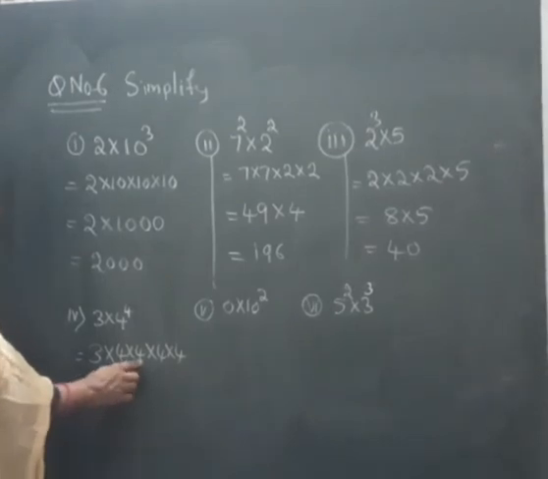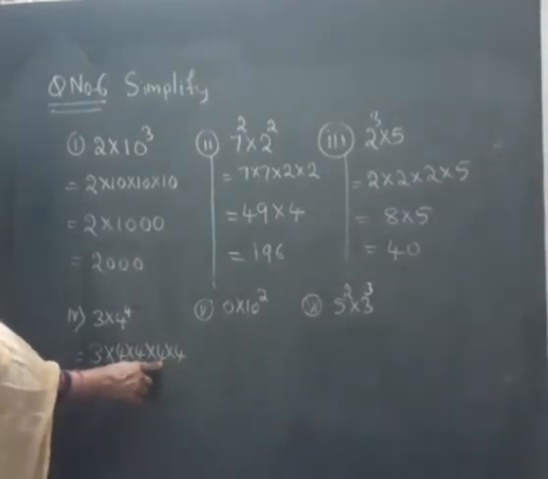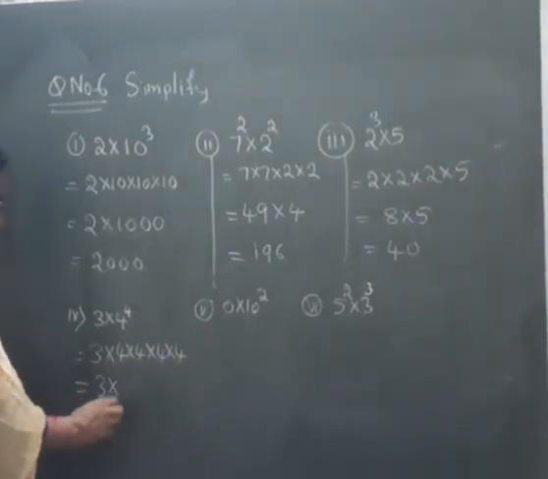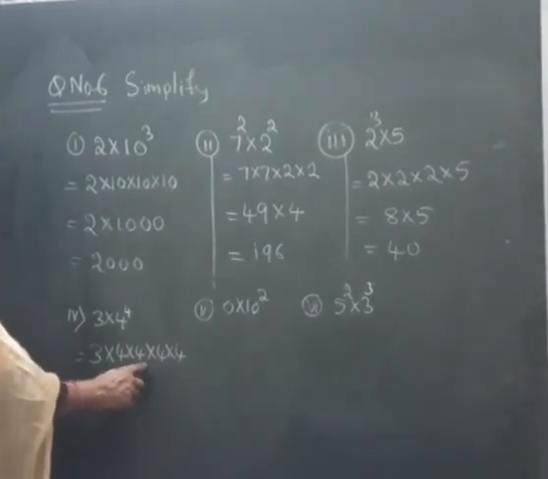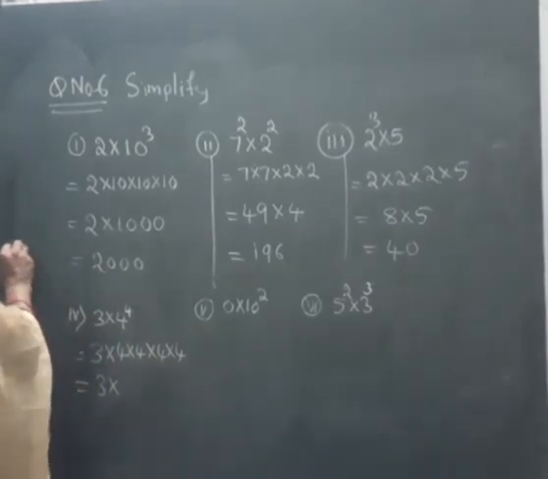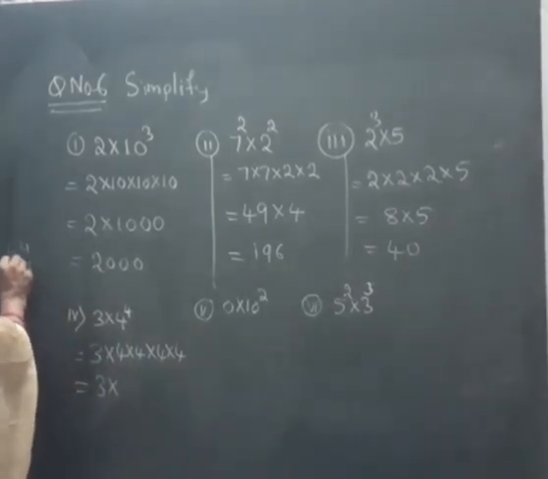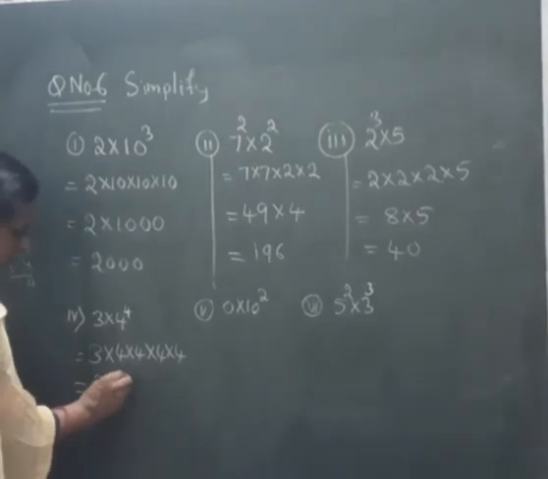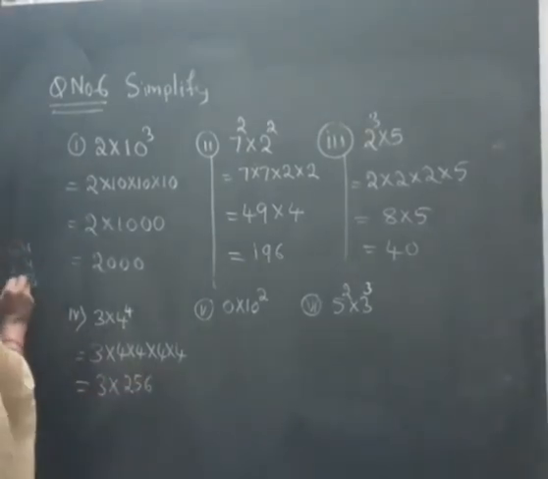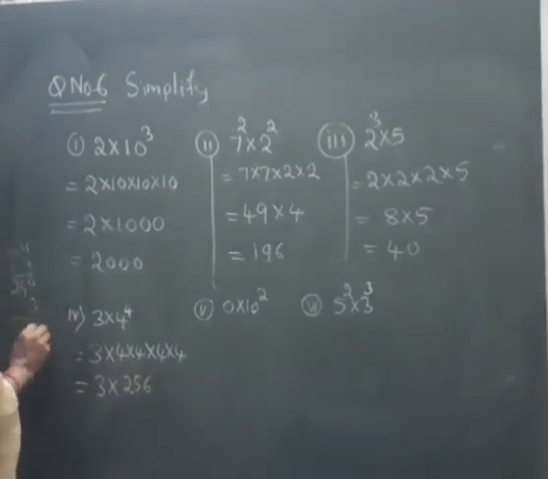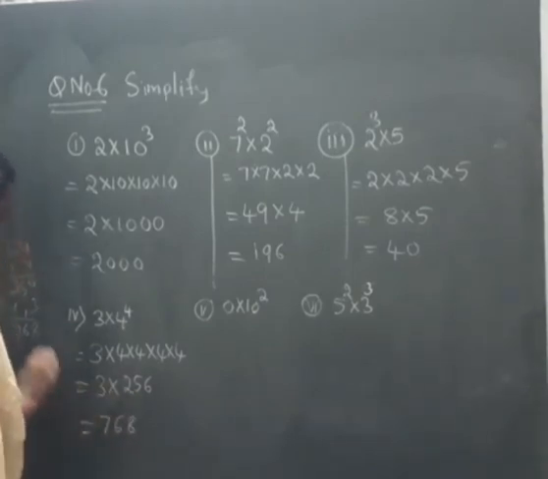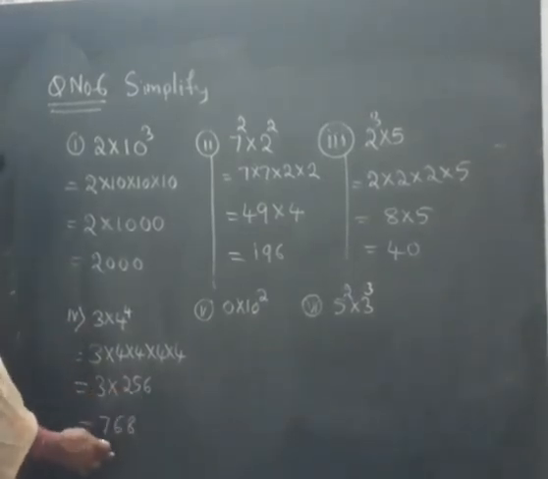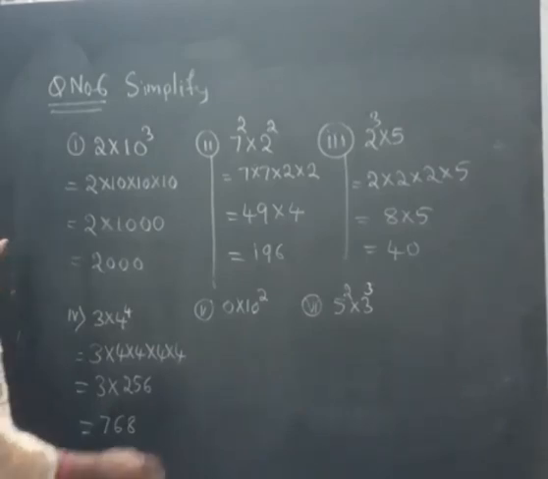And here 4 raised to 4: 4 is written 4 times. 4 fours are 16, 16 fours are 64, 64 fours are 256. 256 into 3. You have to multiply these two numbers. 256 and 3 will get 768.